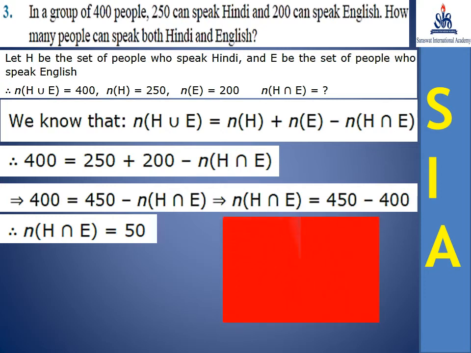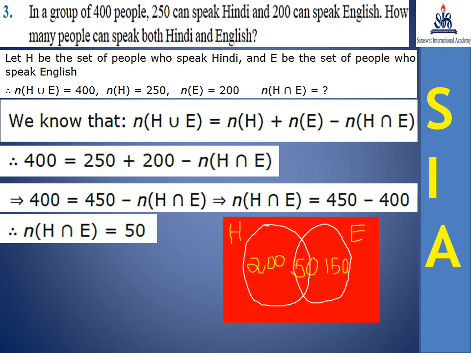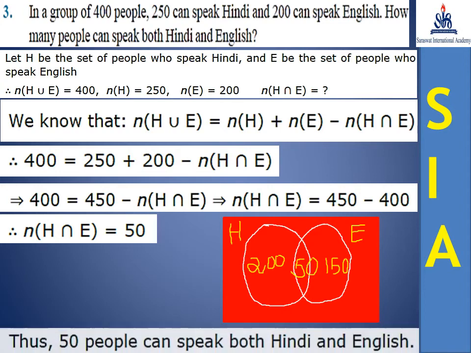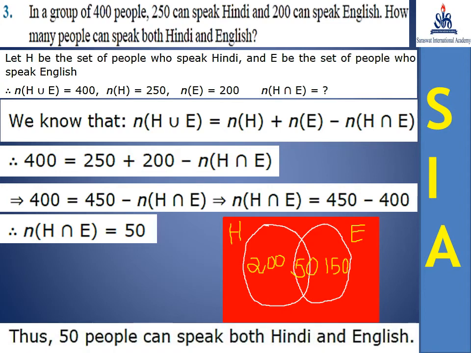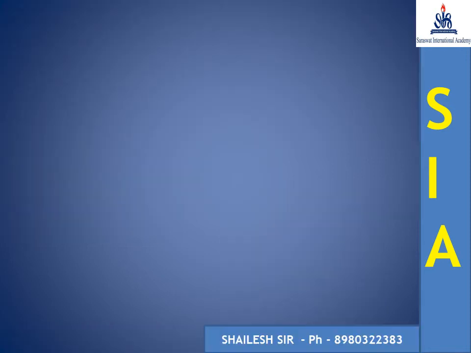Now I show the Venn diagram. I put the common region 50 inside, and the rest is rebalanced to 200 and 150. Why 200? Hindi speaking people are already given as 250, so I write 200 outside and 50 inside. Similarly, for English speaking, the total given is 200, and I already wrote 50 inside the common region, so 150 is the outside region. That's my total answer. So 50 people can speak both Hindi and English.